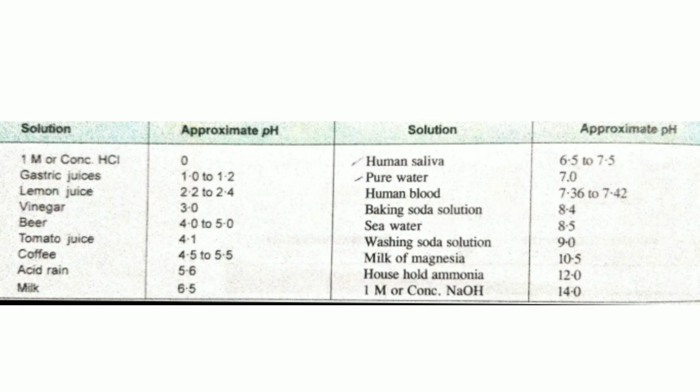Do you know the pH value of human blood? It is 7.3 to 7.4. The pH value of baking soda solution is 8.4. Concentrated NaOH solution has pH value 14. Milk of magnesia, which we use as an antacid, its pH value is 10.5. And washing soda has pH value 9.0. On the basis of this table, we can say that different acids or bases have different pH values. So it gives different colors on a universal indicator.